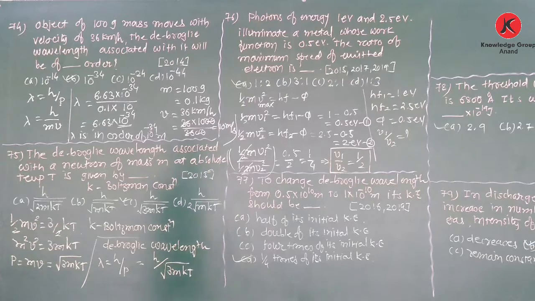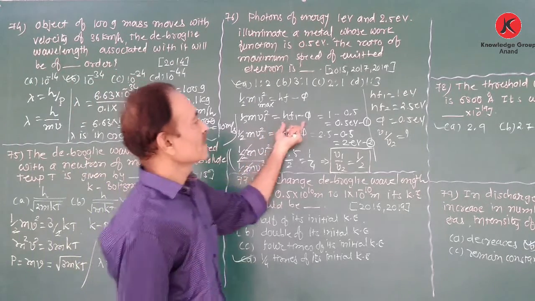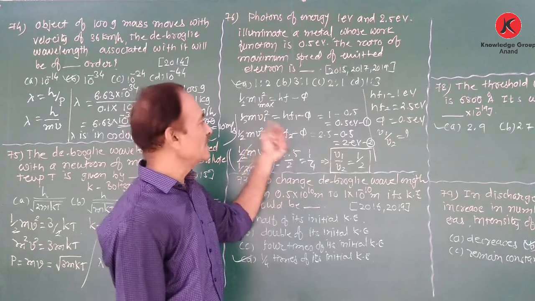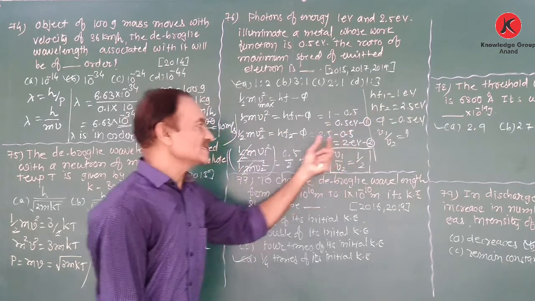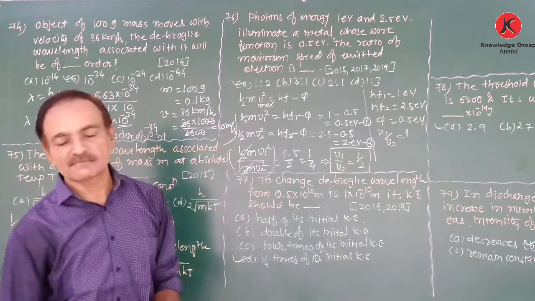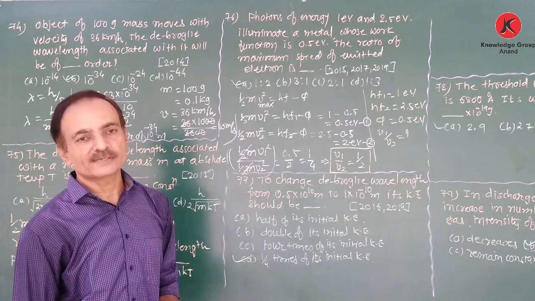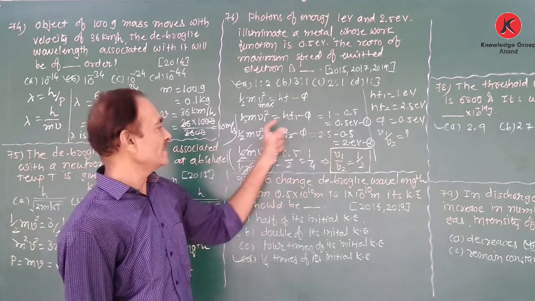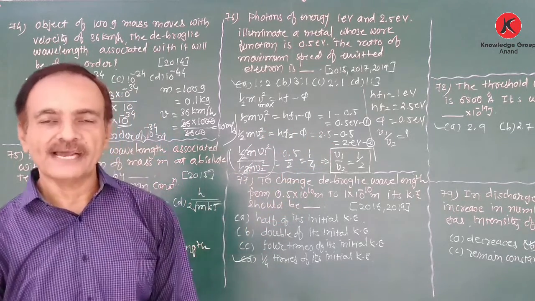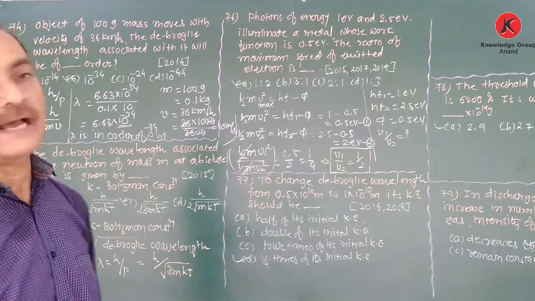When the incident energy hf1 is 1 electron volt, the kinetic energy is half m V1 square, and when the incident energy hf2 is 2.5 electron volt, the maximum kinetic energy is half m V2 square. Substitute here and take the ratio. So we obtain the ratio of the maximum kinetic energies as 1 by 4.